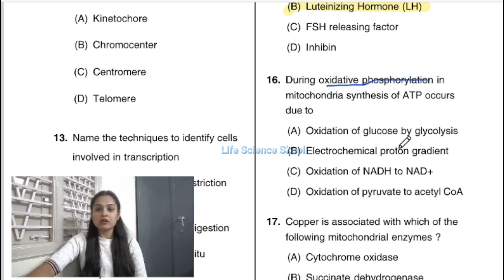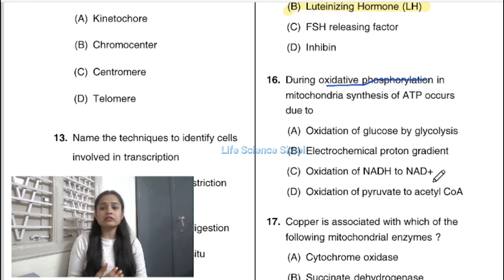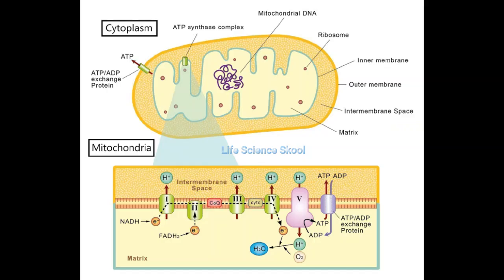We should learn the concept of oxidative phosphorylation. This process actually starts with the proton gradient, so option B, the electrochemical proton gradient, is the correct answer. Oxidative phosphorylation refers to the synthesis of ATP from ADP and inorganic phosphate, driven by the energy released from the oxidation of reducing powers NADH and FADH by transfer of their electrons through the electron transport chain.